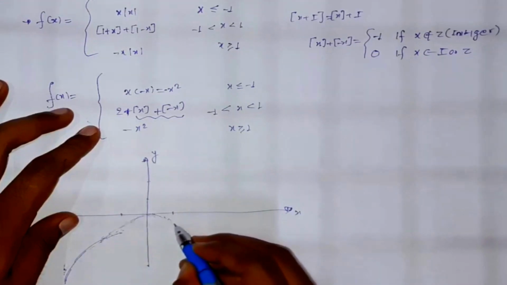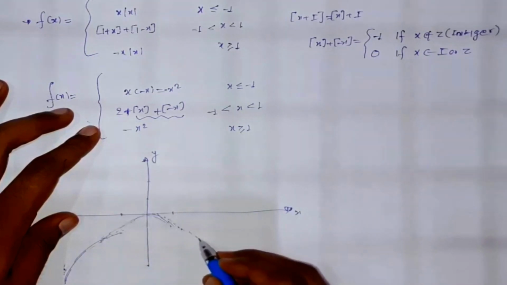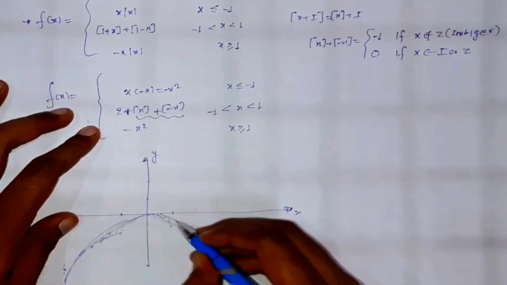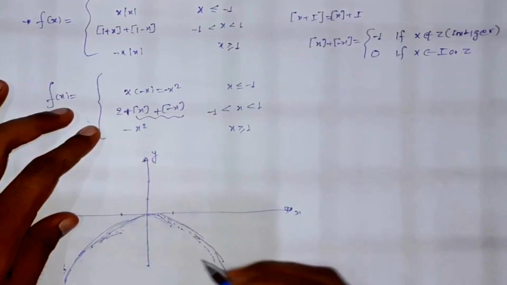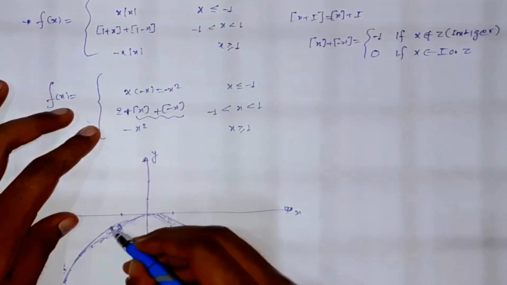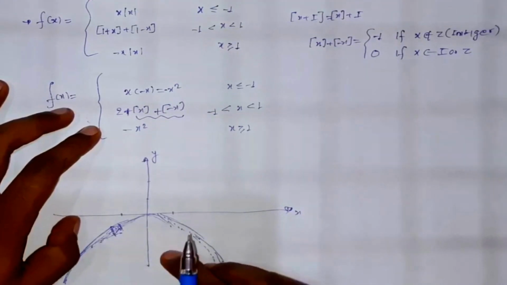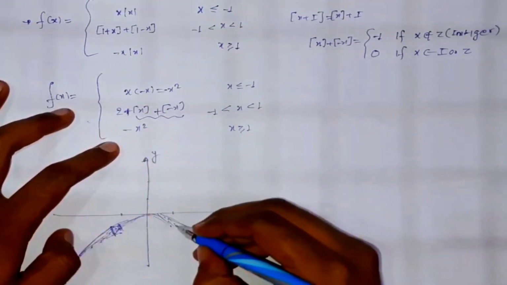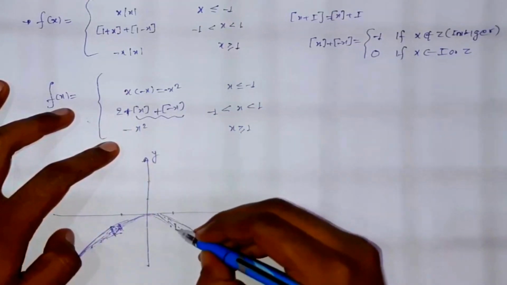It will actually go like this, because it will be smooth actually. Okay, I am just drawing this like this. So the graph of this will be like this, from here to here, this portion. Okay, for x greater than or equals to 1, again the same function is there. So this will be like this.